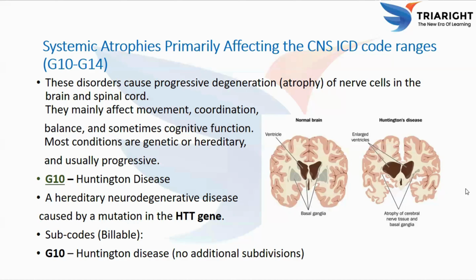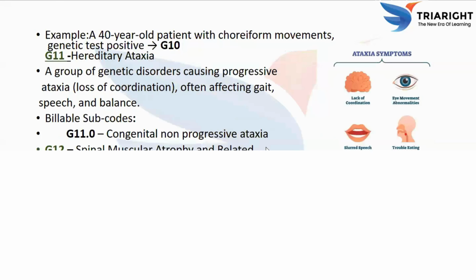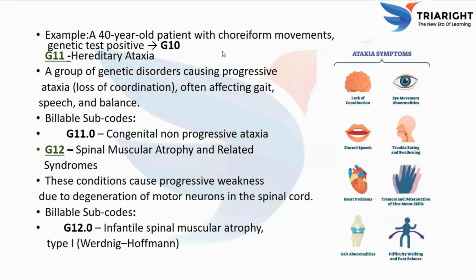So what does this mean? Because the basal ganglia shrink, the movements become jerky or uncontrolled. The person may have balance and coordination problems. Thinking and behavior can also change because of the overall brain tissue loss. So in this you have clearly learnt how the normal brain looks and how the Huntington's disease brain looks. Next, coming to the G11 code, it's hereditary ataxia.